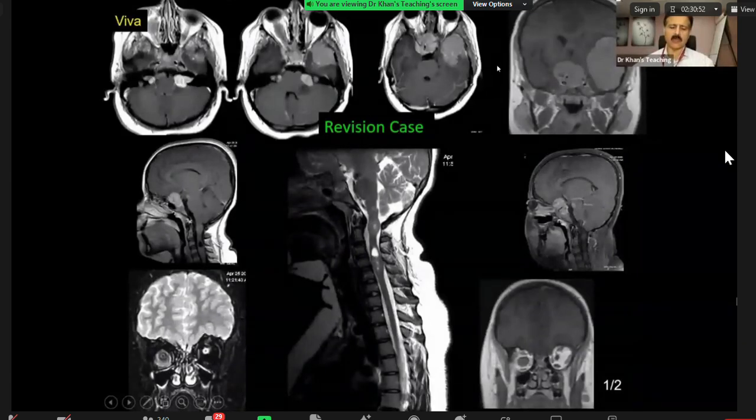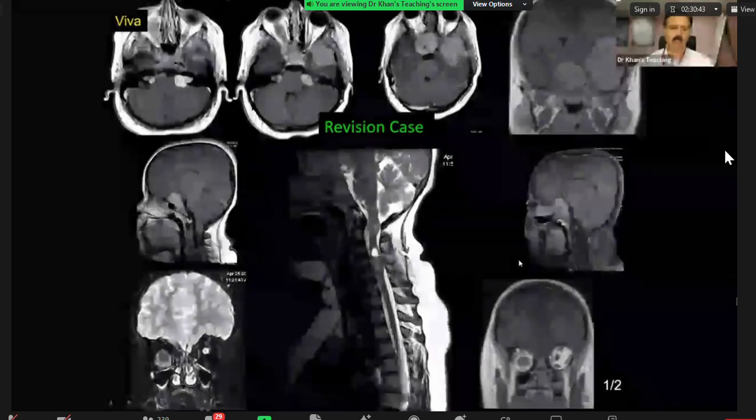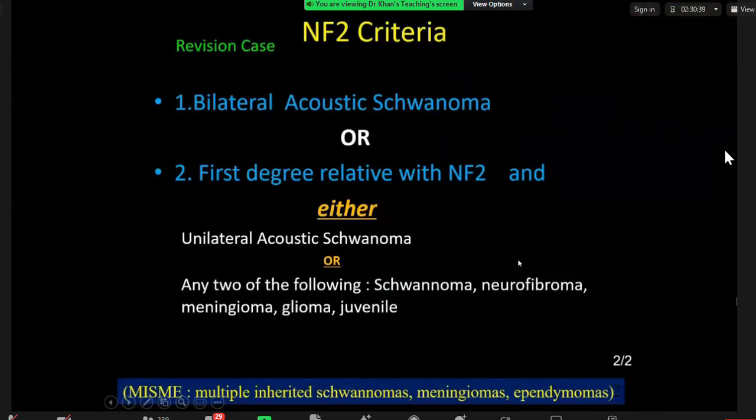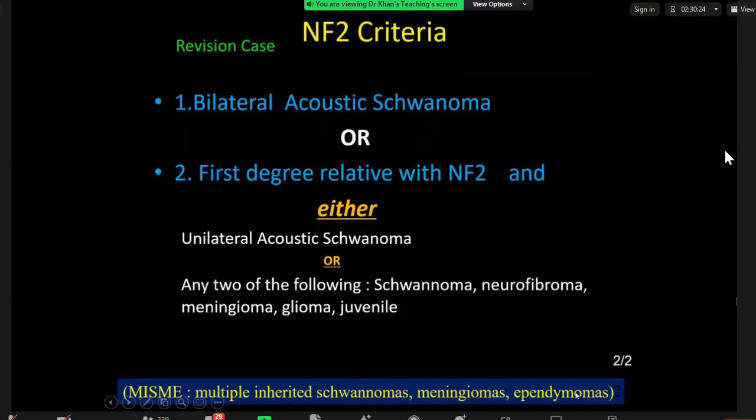So we have all covered FRCR, and you know that once you see something in the brain, you have to ask for the rest of the neural axis. So you have to ask for the spine imaging. And just as a recap, this is the definition of NF2, and this is the mnemonic: multiple inherited schwannomas, meningioma, ependymoma. So that is just for review.